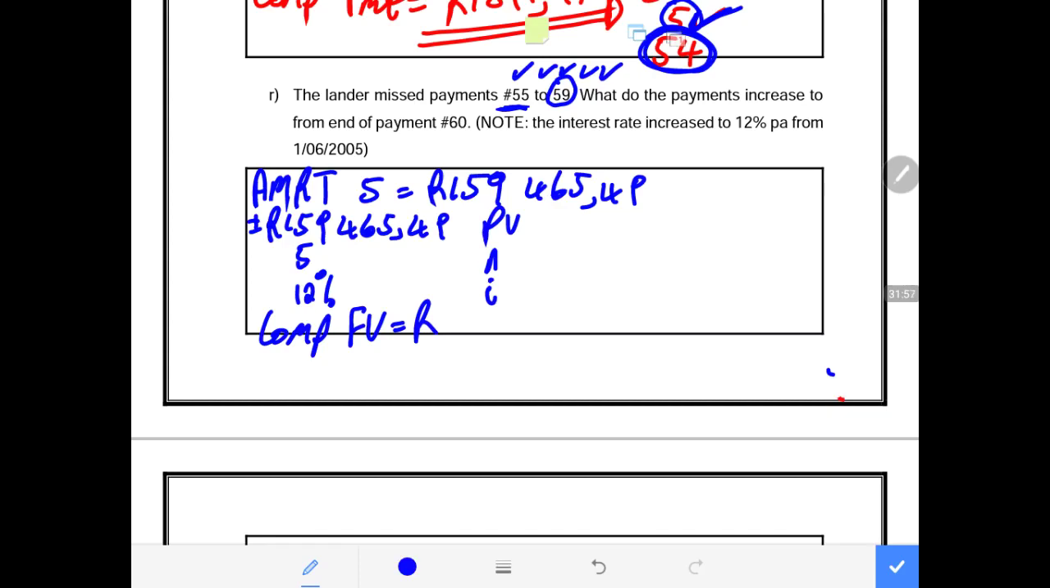Then what are we looking for? We are looking for the future value. This is our number R. Future value is 167,599 rand 83 cents. Let us just verify that, from 159,465.49. Yes, it is. So that is what I get for my future value.